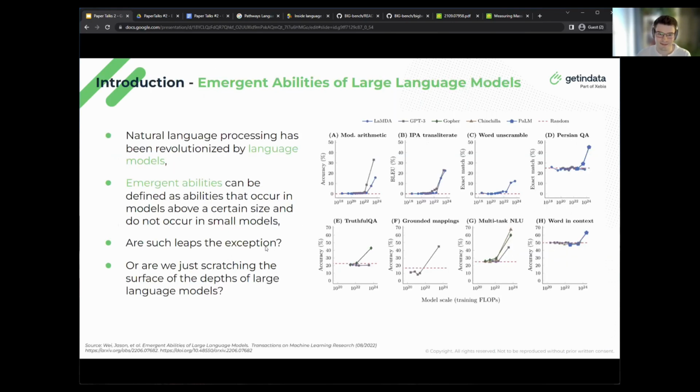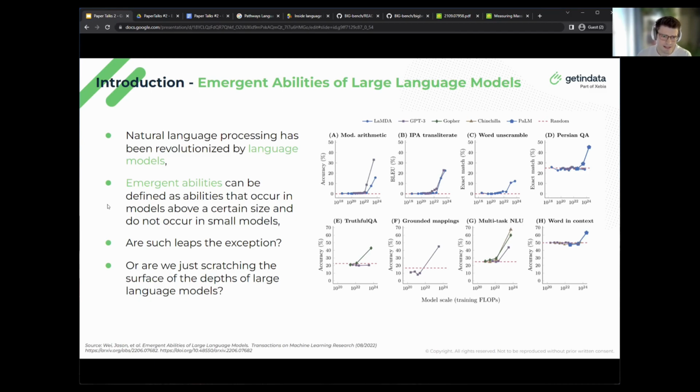And today we'll talk about a paper which is called Emergent Abilities of Large Language Models. The field of natural language processing has been revolutionized by language models trained on large amounts of text data, and the recent hype around ChatGPT is a good example of what is special about them. But what is this particular paper about?